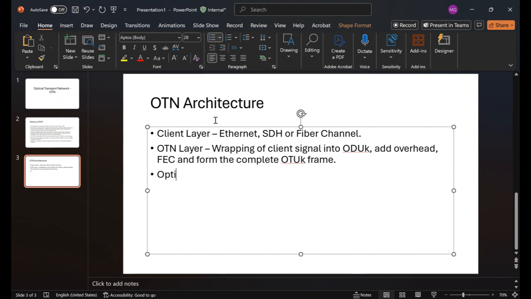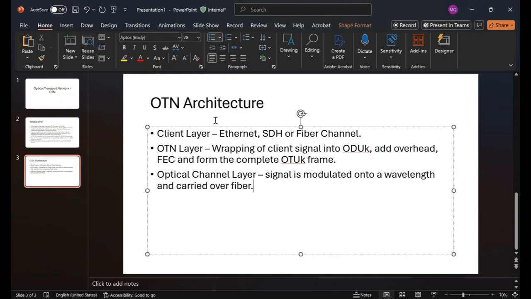Third, the optical channel layer, where the signal is modulated onto a wavelength and carried over fiber. Together, these layers allow OTN to offer transparency, manageability, and scalability across the network.